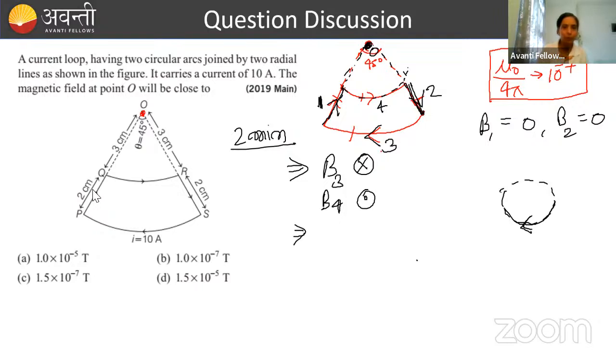So let's calculate it. What will be the value of B3 or B4? Let's say B4. It is mu naught I by 2R. What is the radius of this arc? Just see the radius of this arc. That is 3 centimeter. For now I take it as R1. Okay, mu naught I by 2R1. How much angle is it making at the center? Let me take that as theta for now. Theta by 2 pi. Done. And the net magnetic field I am going to calculate.